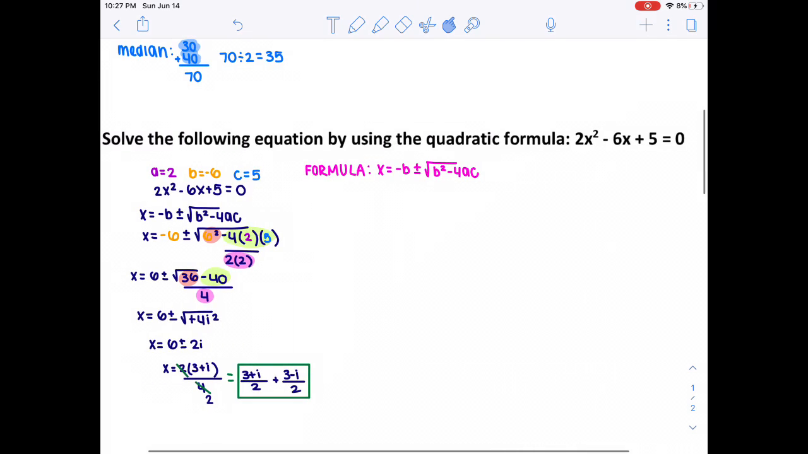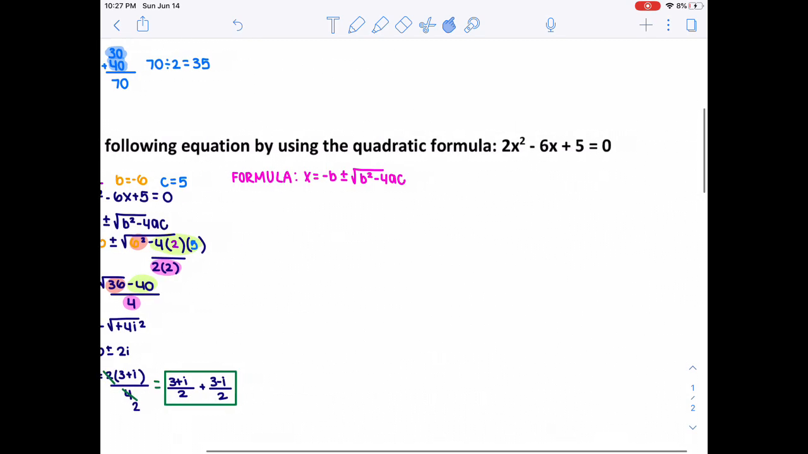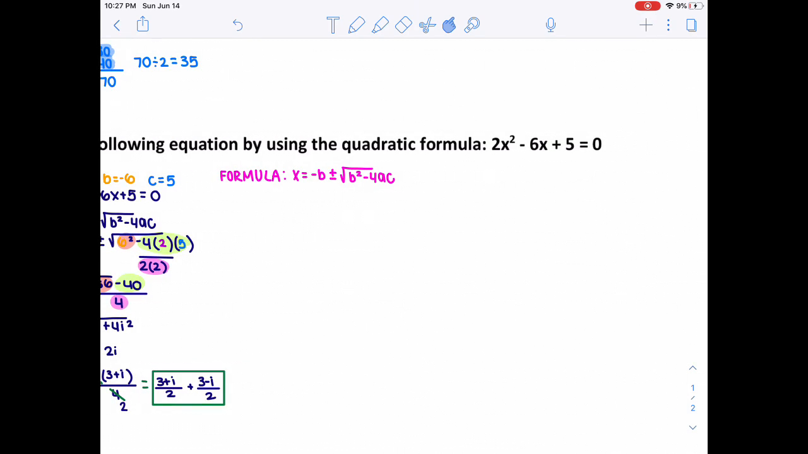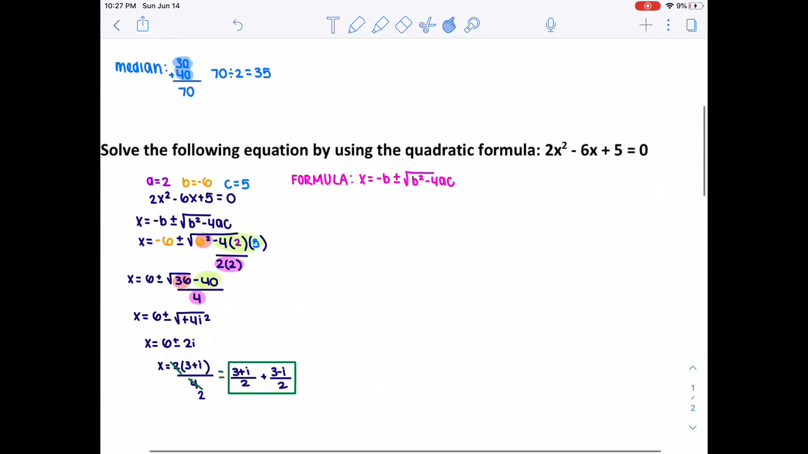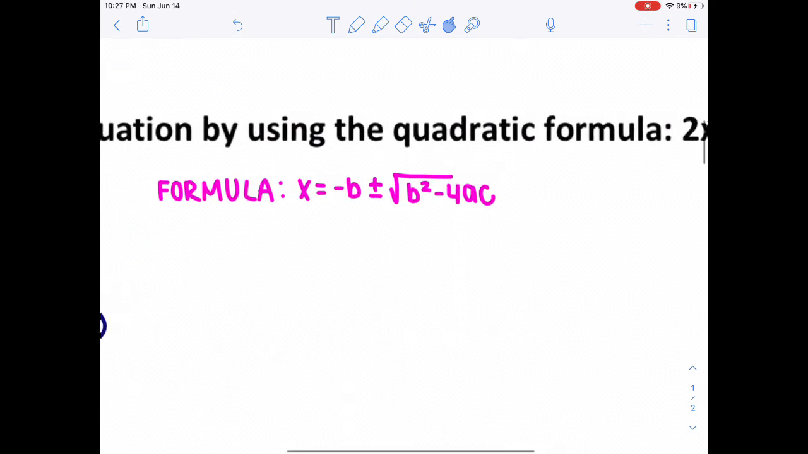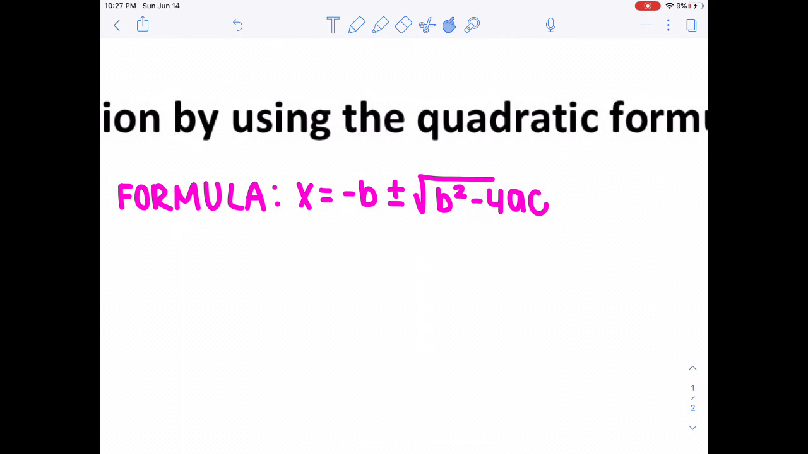For the second problem that I chose, solve the following equation by using the quadratic formula: 2x to the second power minus 6x plus 5 equals 0. So the first step to this is to write out your formula always. So I wrote out the formula right here.